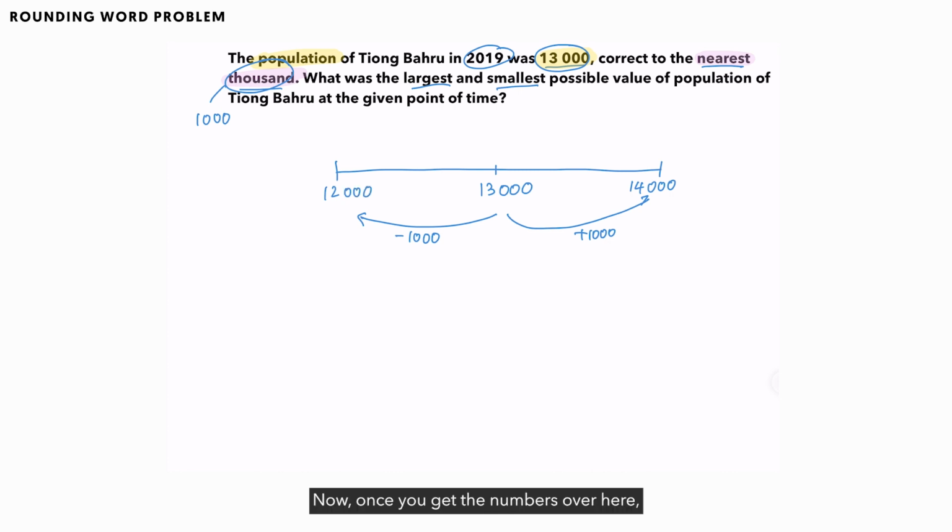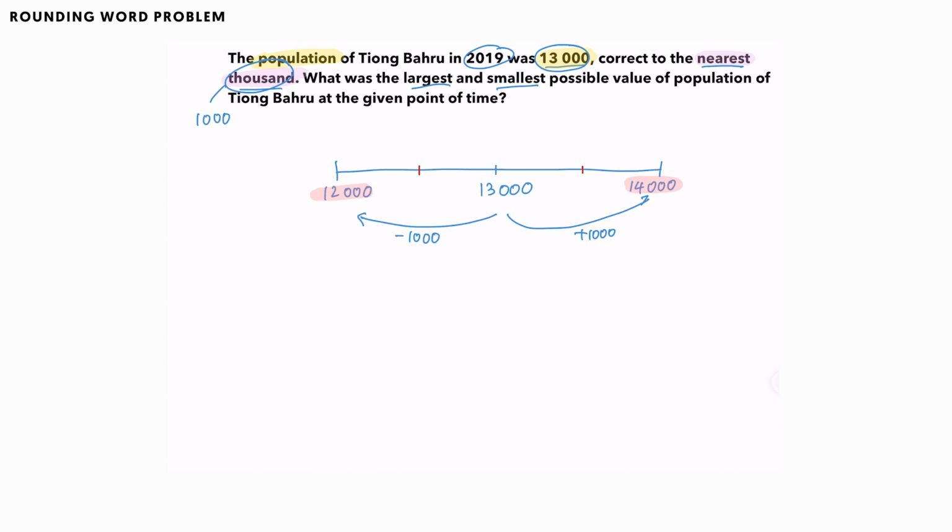Now, once you get the numbers over here, which are the ends, I want you to find the middle number in between 12,000 and 13,000, as well as the number in between 13,000 and 14,000. I'll give you all maybe 30 seconds to come up with those two numbers. Yes, that's right. You should get 12,500 and 13,500.